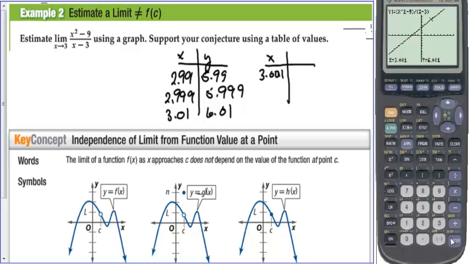3.001, we get 6.001. Looking at the left-hand limit and the right-hand limit, I'm pretty confident that the limit of this entire thing is 6. So the limit as x approaches 3 of the function f of x is equal to 6.